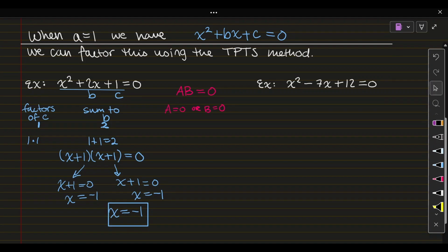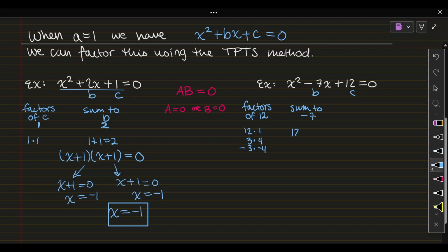Okay, we're going to do a little bit more tricky of an example. Again, if this is my b here and this is my c here, I want factors of 12 that add to negative 7. So my factors of 12 are what? 12 and 1, 3 and 4. I could also do negative 3 and negative 4.